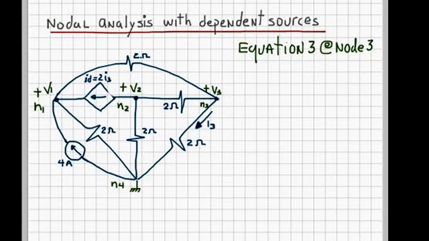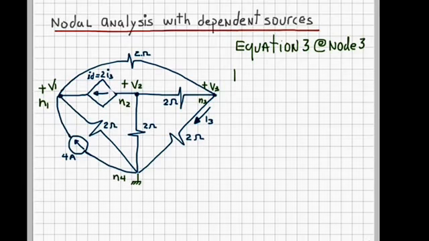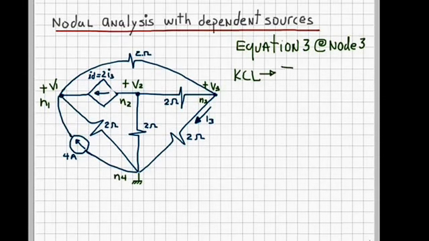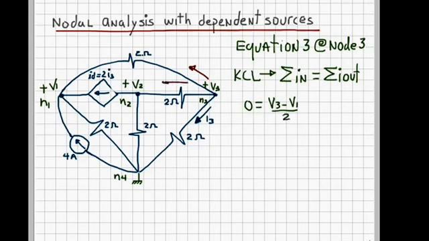Now we're going to find equation number 3 at node number 3. We state that Kirchhoff's current law is that the summation of current going in is going to be equal to the summation of current going out. Since we don't have any currents going in, this is going to be 0, and then the first current going out is V sub 3 minus V sub 1 divided by 2, the second current going out is V sub 3 minus V sub 2 divided by 2, and then current V sub 3 divided by 2.